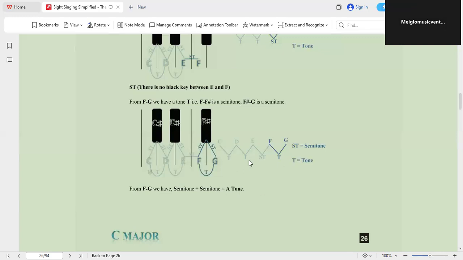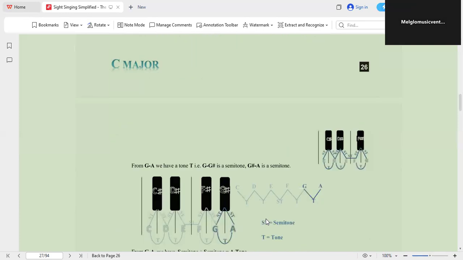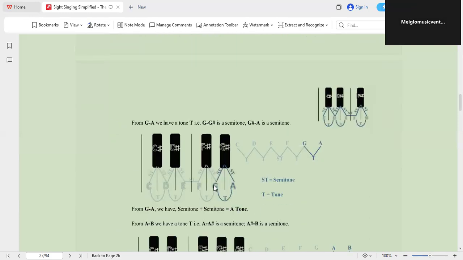Now we have tone, tone, semitone, and then a tone. So what we need next after this tone is another tone, from our major scale pattern, tone, tone, semitone, tone, tone, tone, semitone. So now from G to A, we need a tone. From G to G sharp is a semitone. From G sharp to A is a semitone. So from G to A is semitone plus semitone equals a tone.